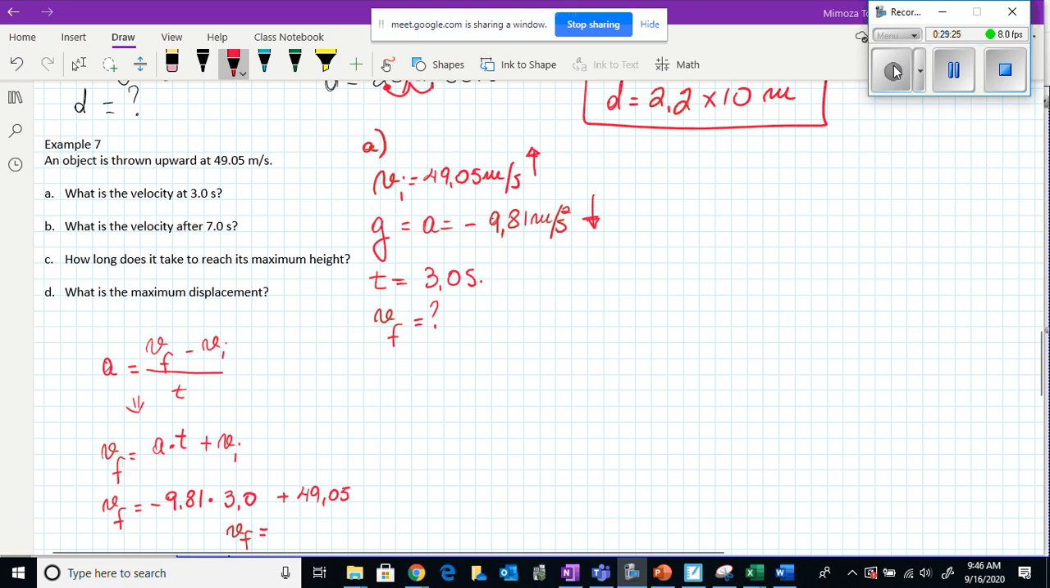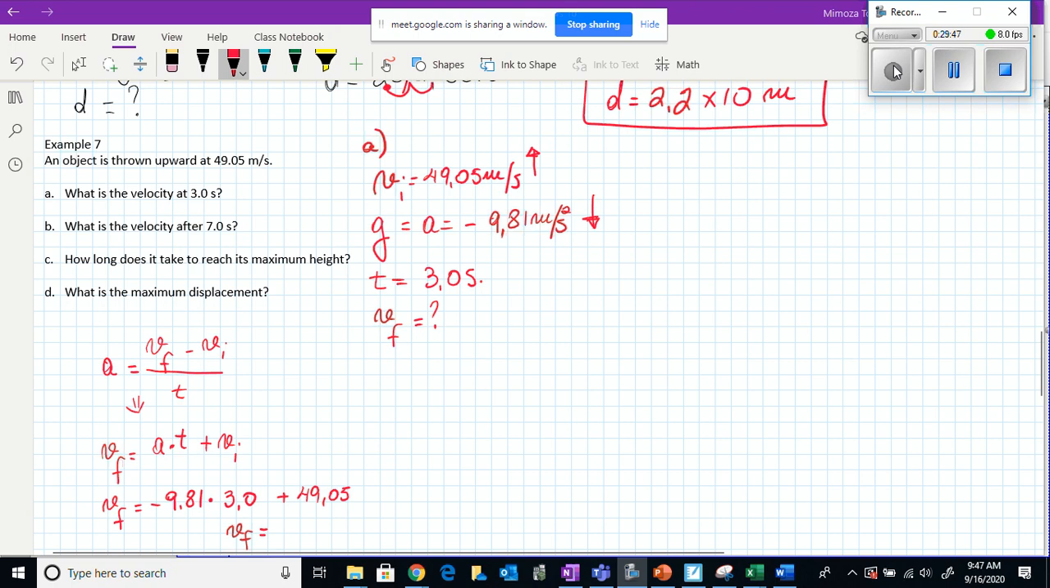It is true that the negative and positive acceleration shows if the object is accelerating or decelerating. But in this case, the object is decelerating because it is moving away from the surface of the Earth. It's going upward.